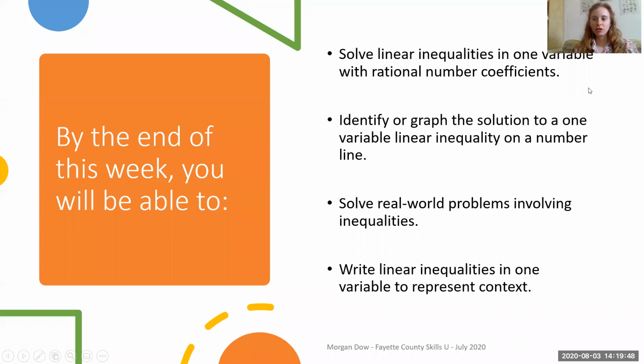All right, so our learning goals for this week: we're going to solve linear inequalities in one variable with rational number coefficients. We're going to identify or graph the solution to a one variable linear inequality on a number line. We're going to solve real world problems involving inequalities, and we're going to write linear inequalities in one variable to represent context. So we've got those 4 goals, very, very similar to our goals from last week.